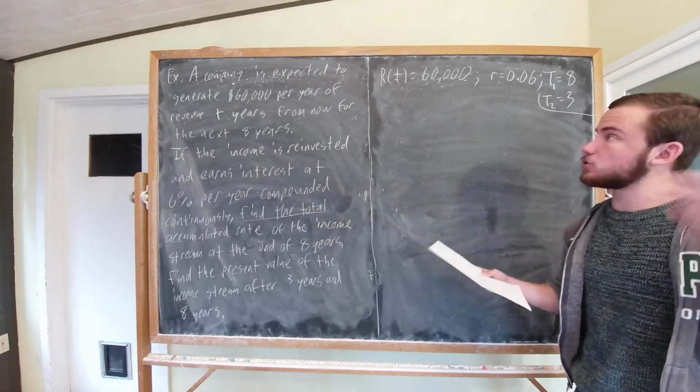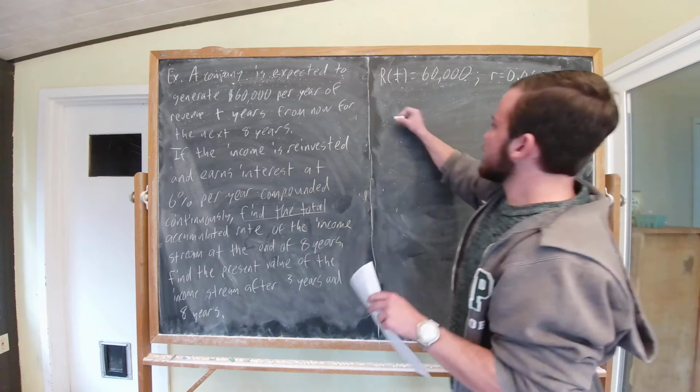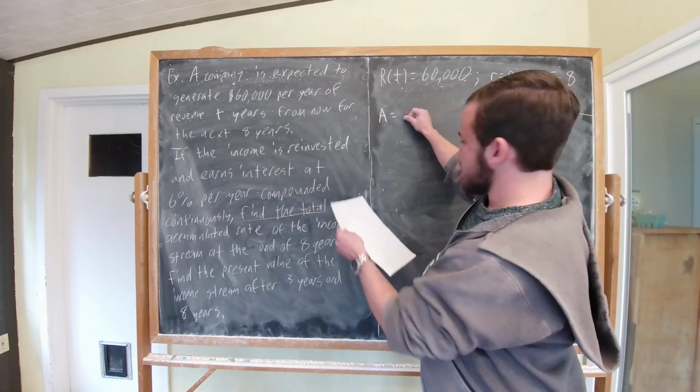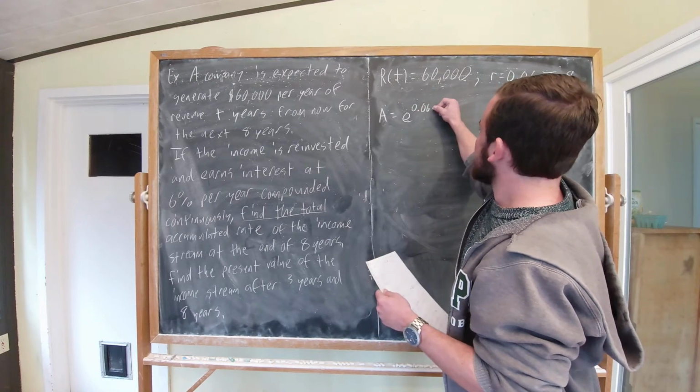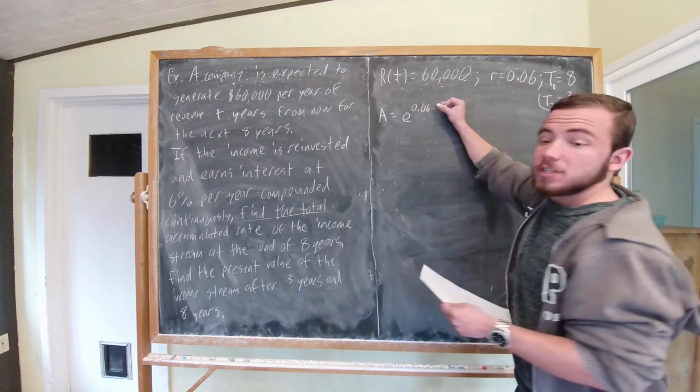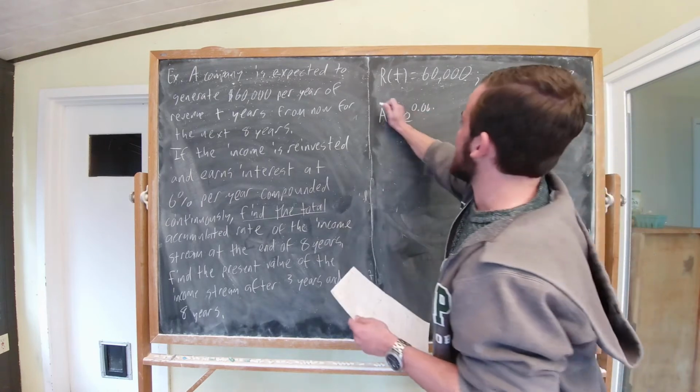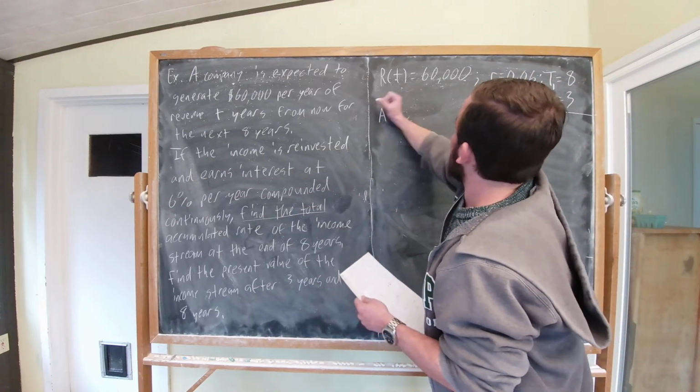Now we just plug directly into the formula. The amount is e to the r, so e to the 0.06 times capital T, T1 in this case. So let's say the amount at 8.